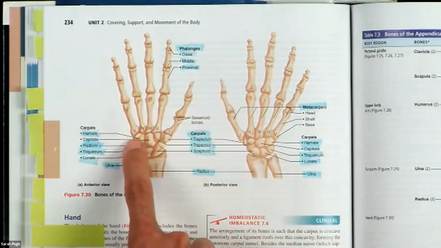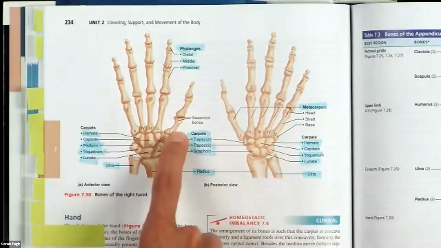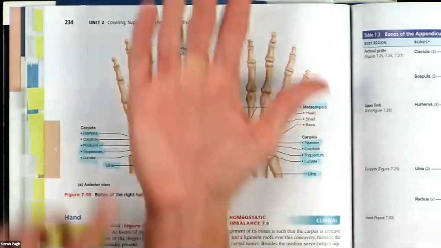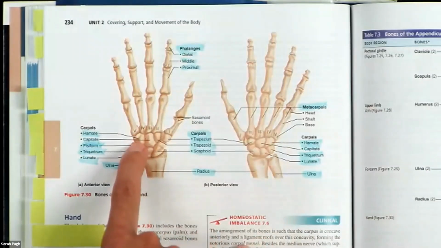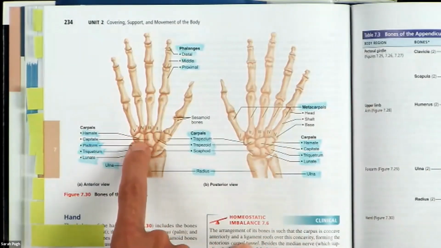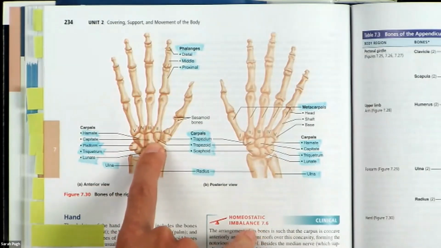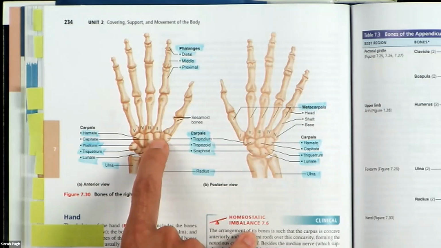And so as we move out, you know, this is your thumb. So this is your pinky. So we're going to move from pinky over towards thumb, right? So we're going to start here. This very first one is called the hamate. Next to that is capitate. Then there's trapezoid and trapezium.